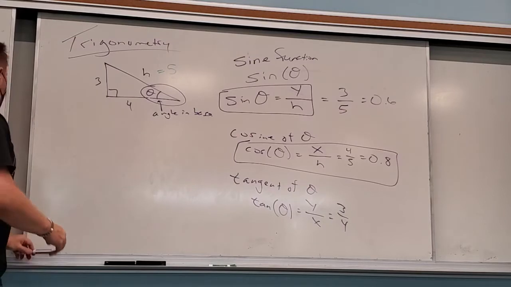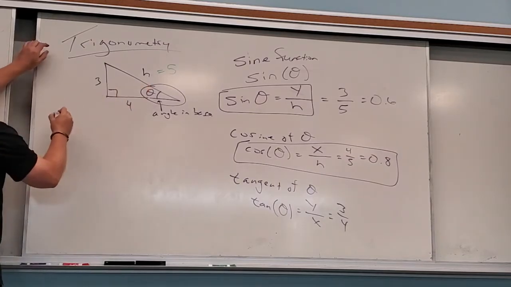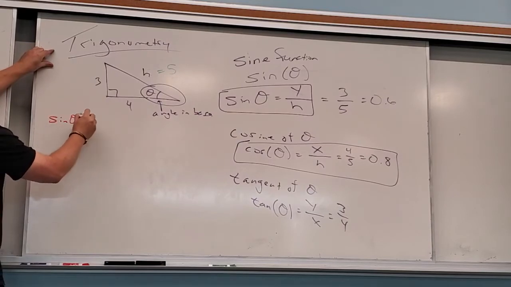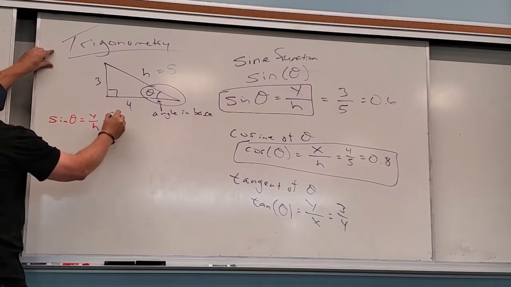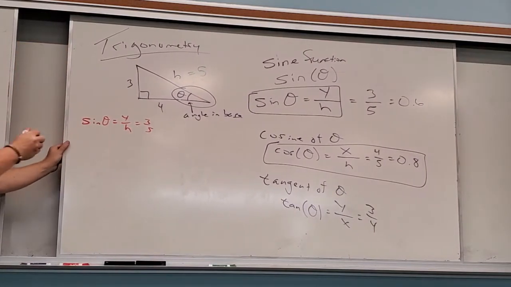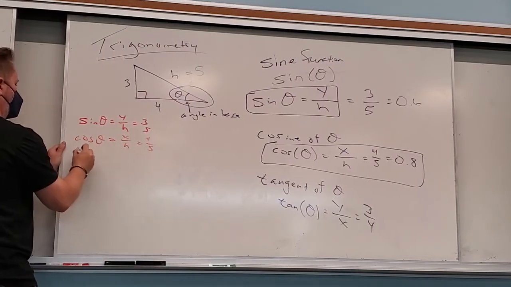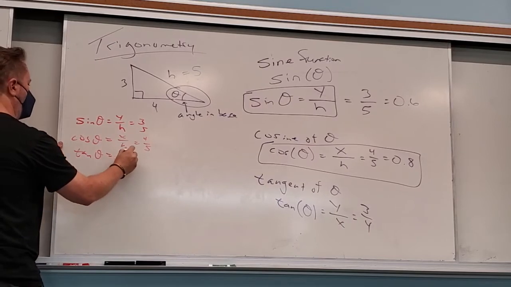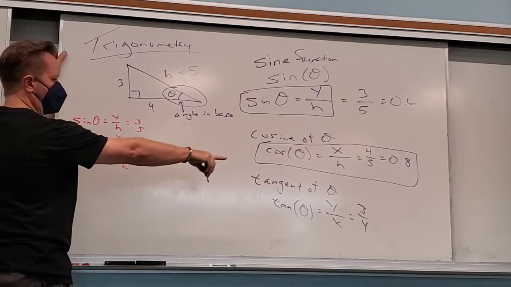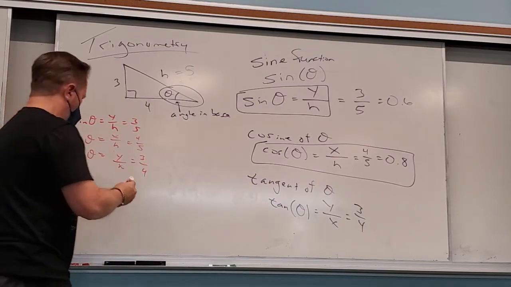Now I think I want to do, let's do this. Let's see, one of you guys is working, I believe. So real quick, sine theta is y over h, which is 3/5. Cosine theta is x over h, which is 4/5, and tangent theta is y over x, which is 3/4. Okay, amazing, Jim.